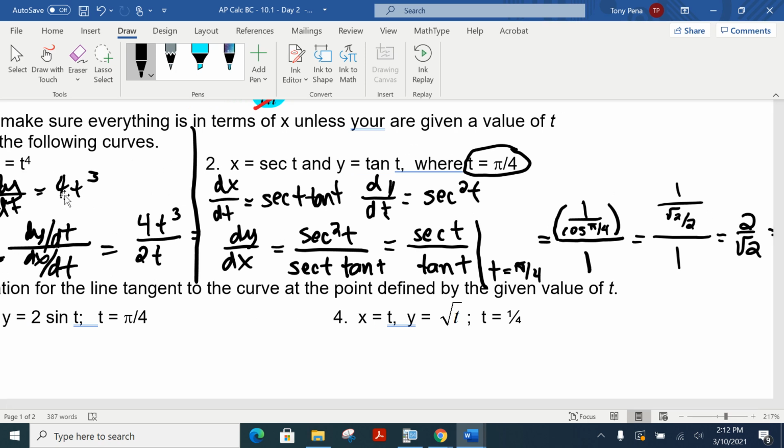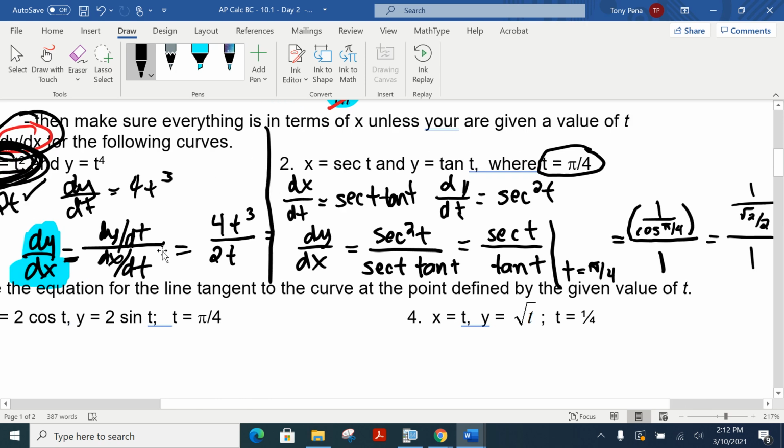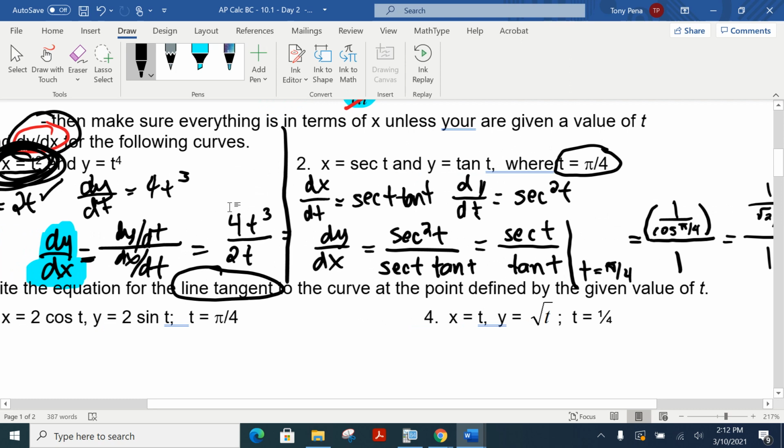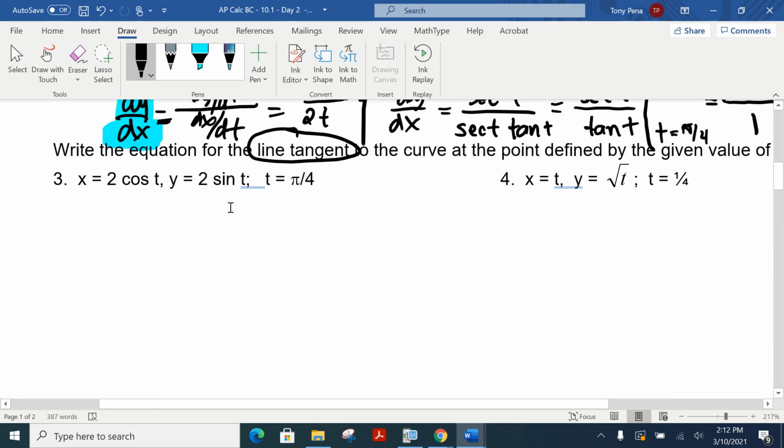All right, what do we got here? Yeah, we'll do 3. We should get 3 done, and then that'll make sure that we get done tomorrow. So the next thing that we've been doing all year is writing the equation of a line tangent to a curve. So we can certainly do this with these as well.